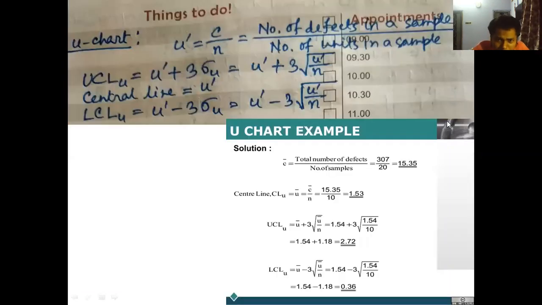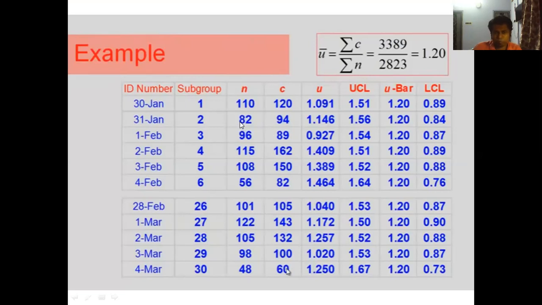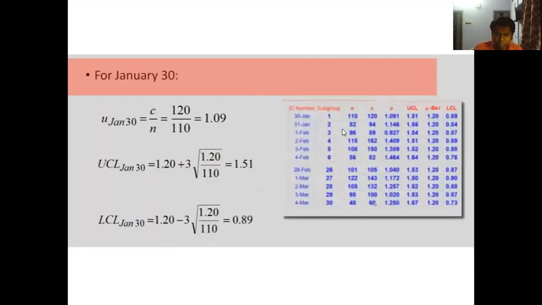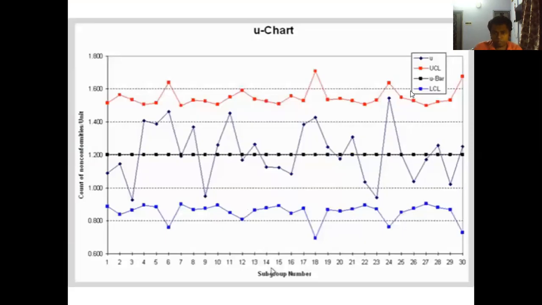Have a look at this formula. Your N is actually changed. For each subgroup, your N value will be changed. So that's why the upper control limit and lower control limit will also change. Ultimately, for each particular subgroup, you need to find a different upper control limit and lower control limit. And ultimately, the graph will be like this.